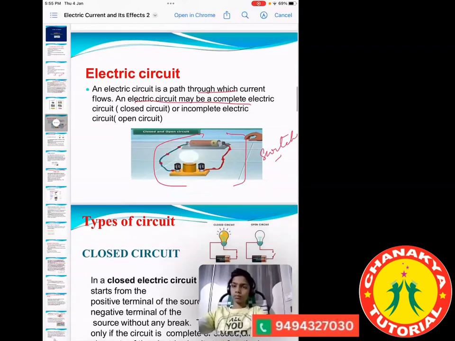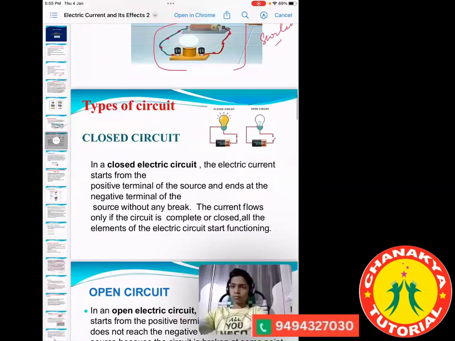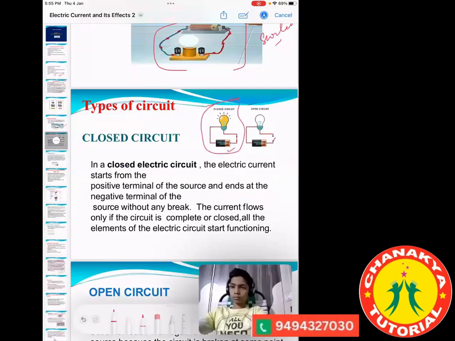Now, if it is a closed circuit, then the current can flow easily. If it is open, then the current will not be able to flow and the bulb does not glow. So you can see in these two pictures, in this picture, the cell is there, the positive and negative terminals are there, and everything is closed. All the wires are closed from both directions, and that is why the bulb is glowing.